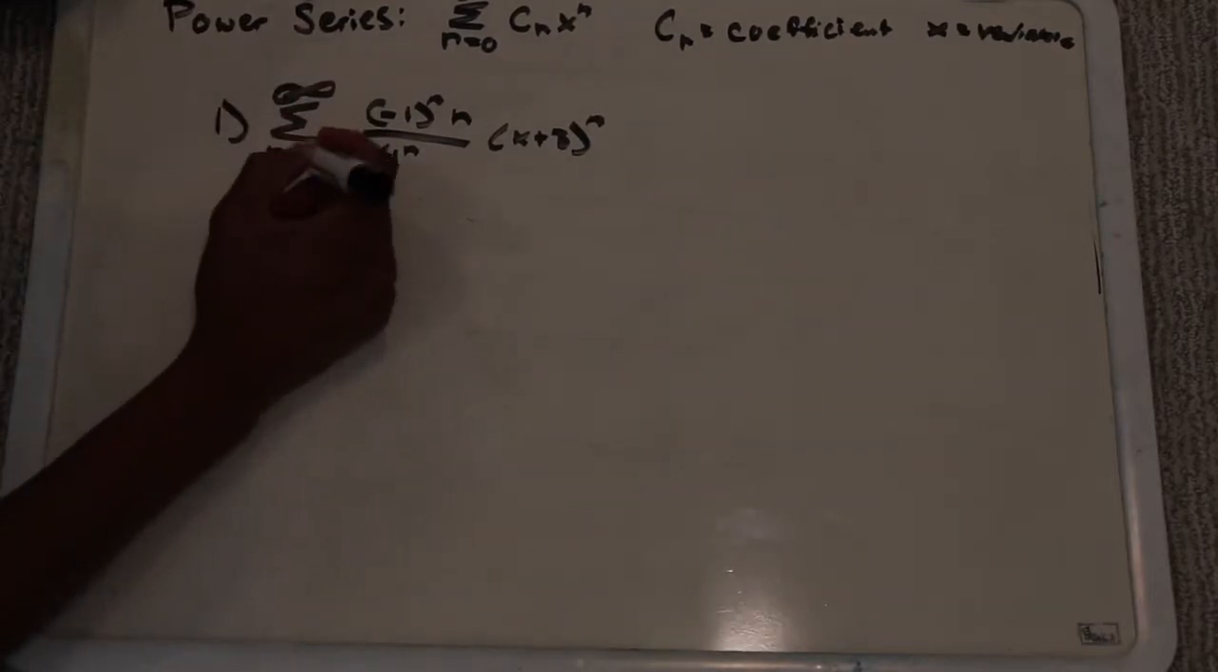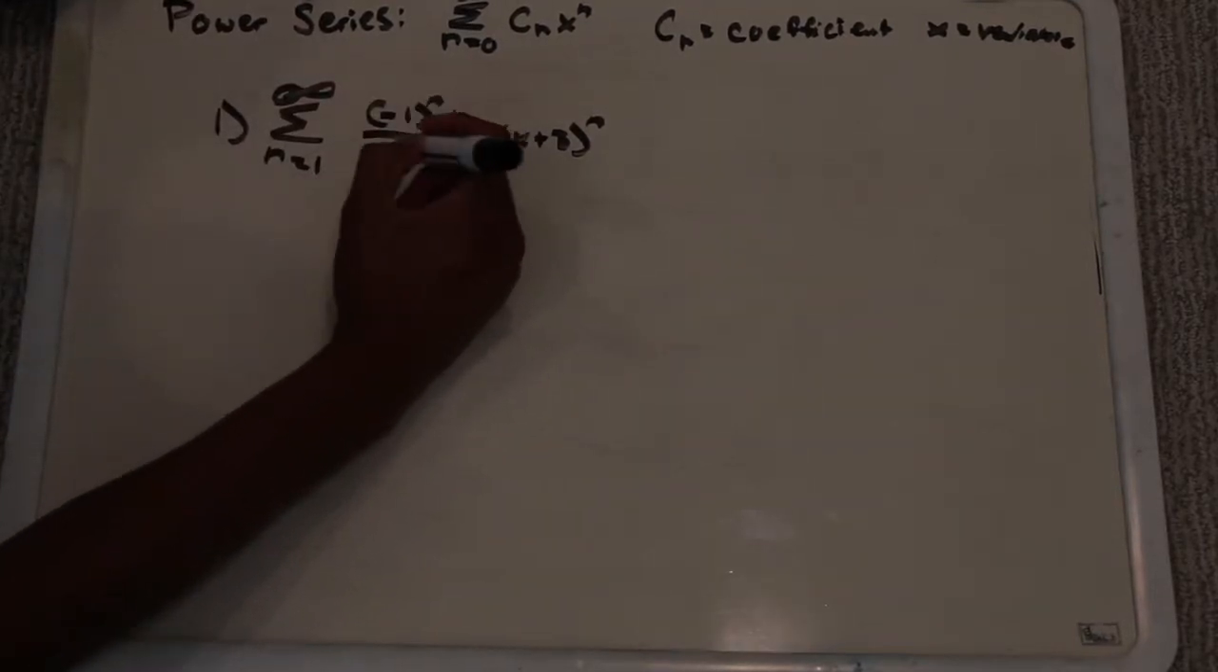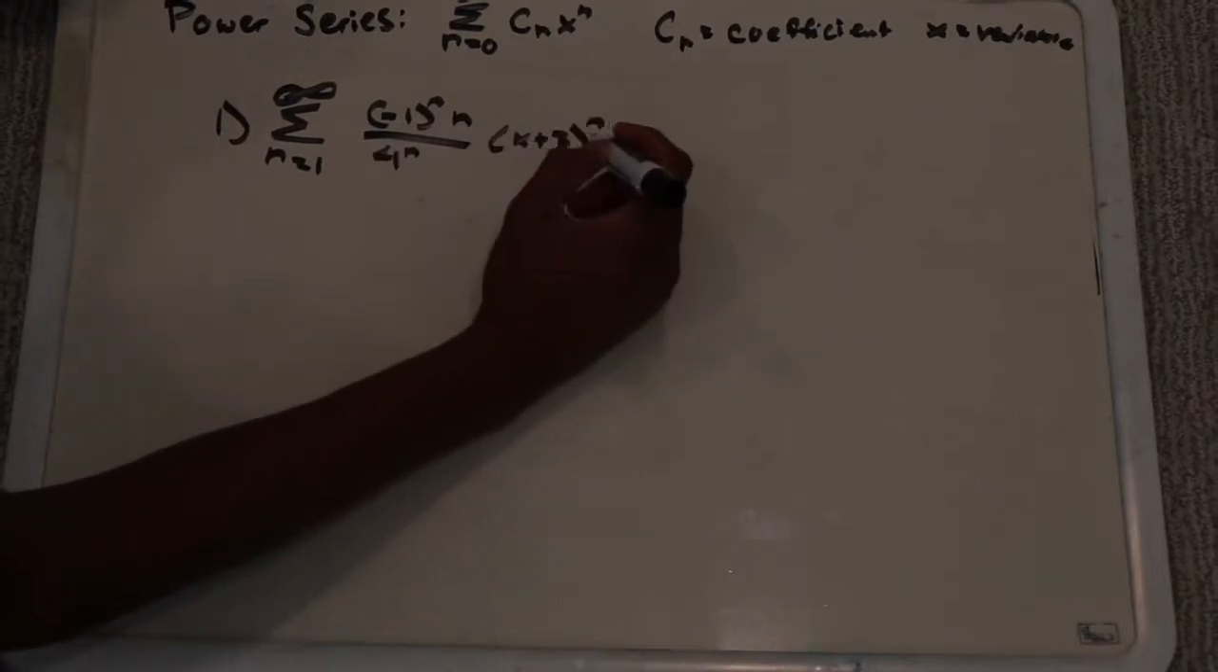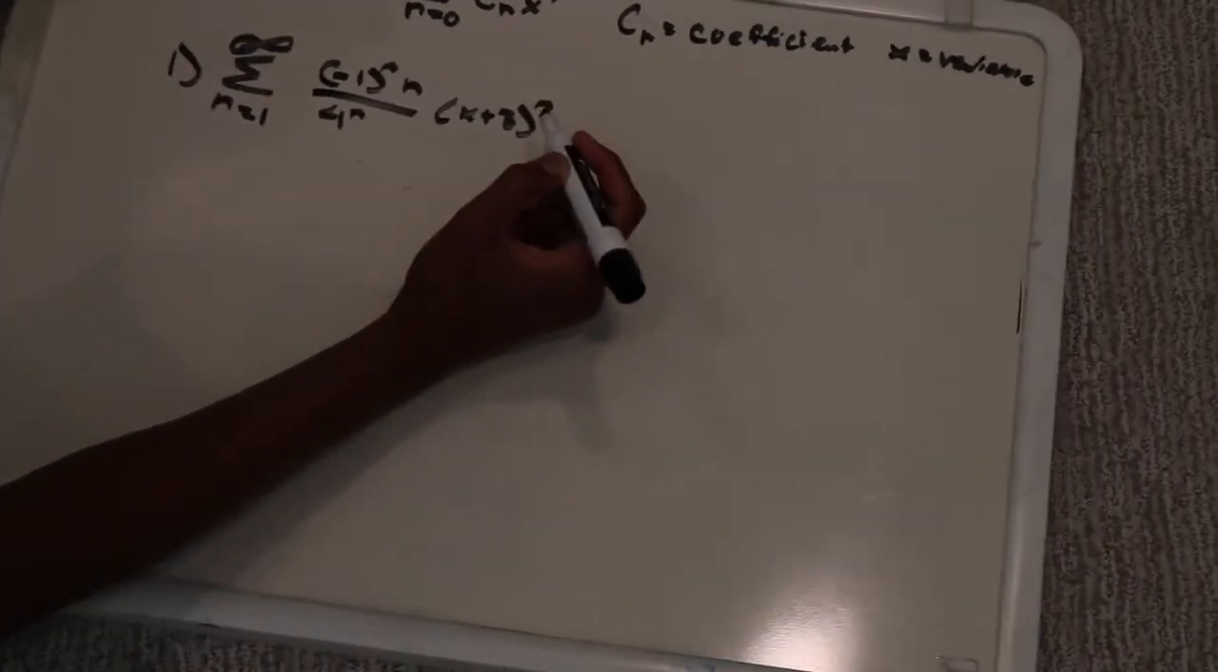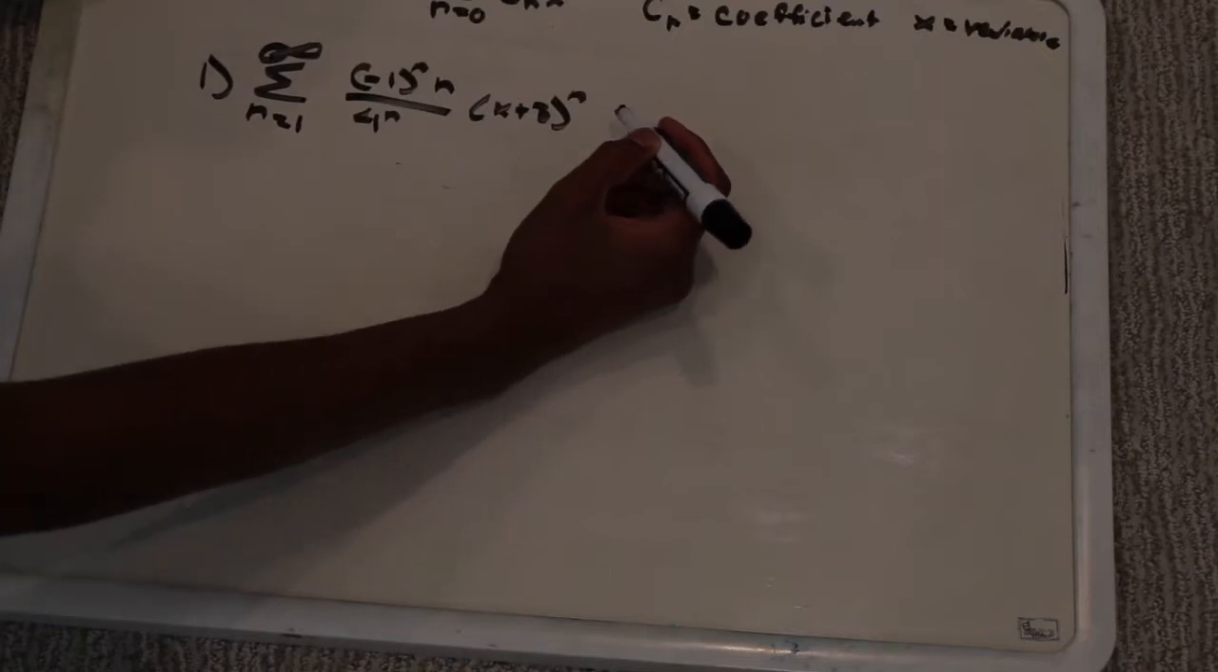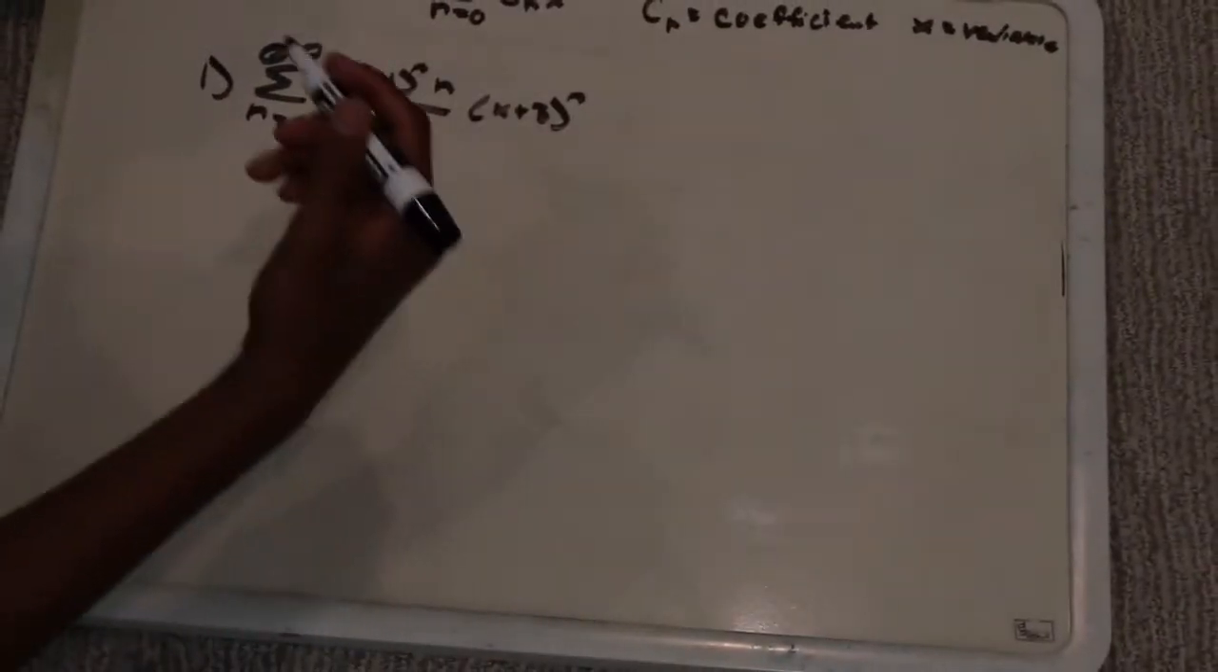The series is n equals 1 to infinity of negative 1 to the n times n over 4 to the n times x plus 3 to the n. What we want to do first is use the ratio test, which is a really good strategy for a lot of these problems. Remember, the ratio test states that when the limit is less than 1, that means the series converges. That's the theory we're going to be using.